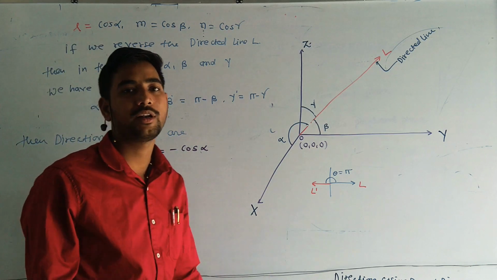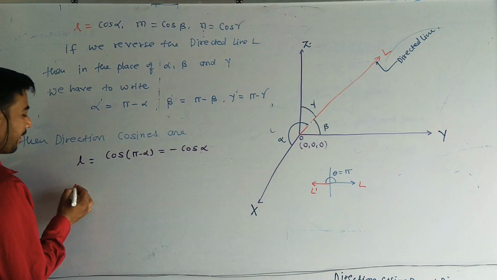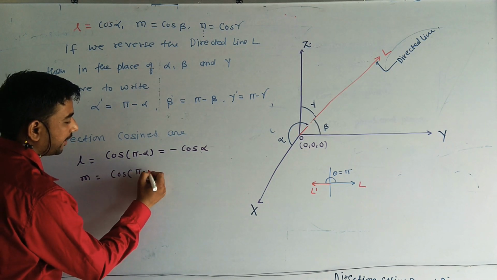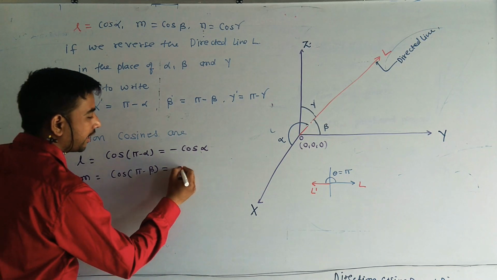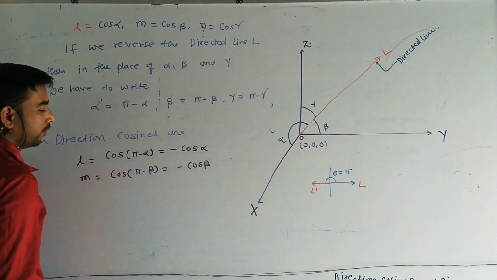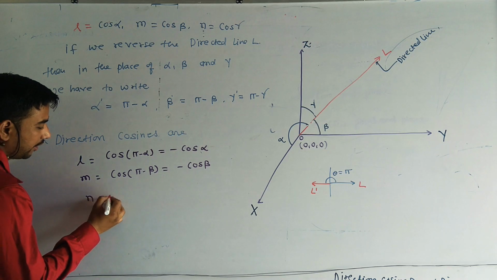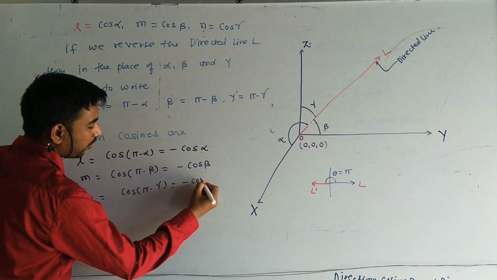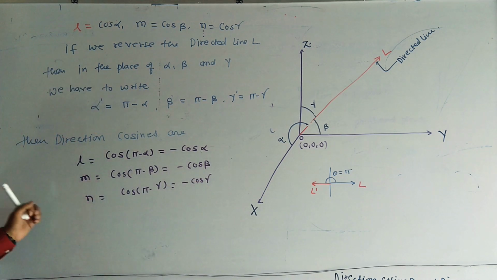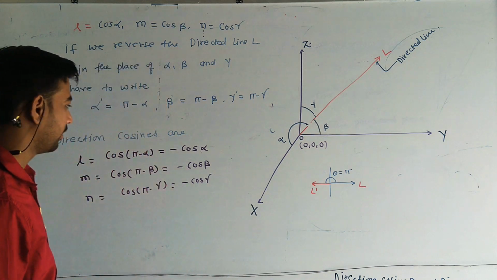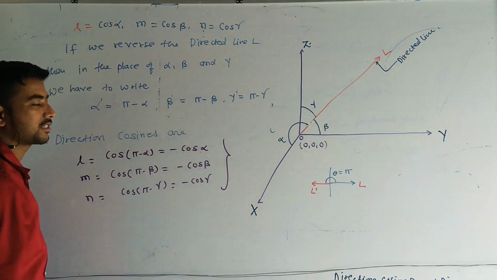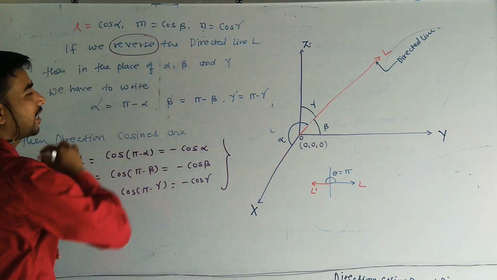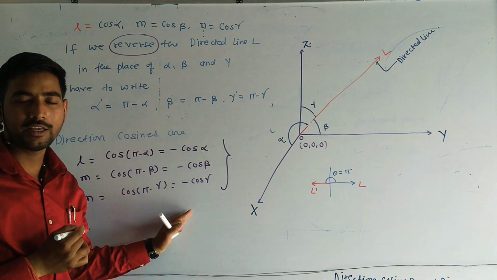In the case of trigonometry you can remember this one, and M will become what? It will become cos pi minus beta. So you can write minus cos beta, and N will become cos pi minus gamma, it will become minus cos gamma. So actually direction cosines are like this. So this one is a formula for the direction cosines when the lines are reversed. Remember this one, when you reverse the line, then the direction cosines formula is this.